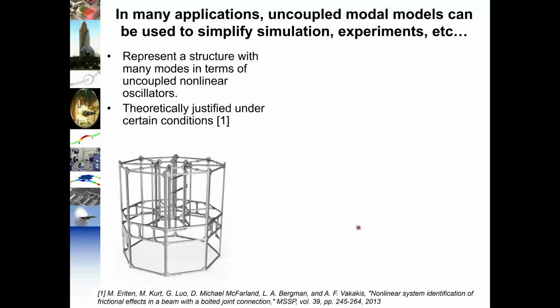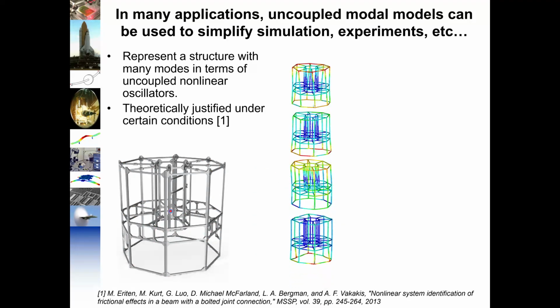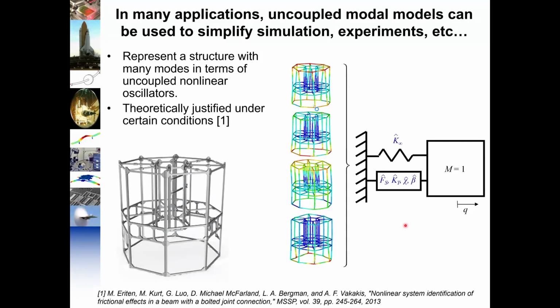As a result, with these structures, we can often take a complex structure with lots of bolted joints, and we can actually represent that mode by mode, and represent each mode with a 1 degree of freedom system that may have nonlinear stiffness and damping, but we can ignore coupling between the modes in many cases.